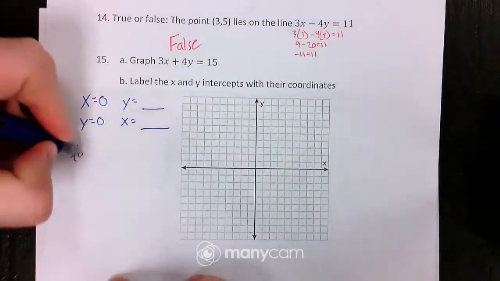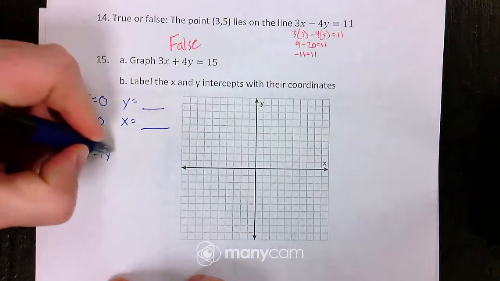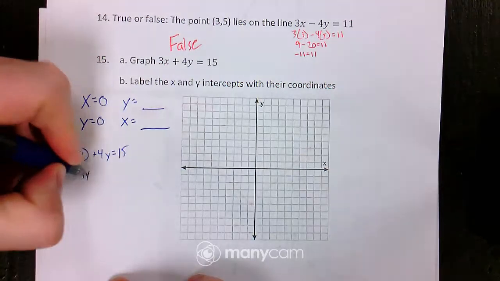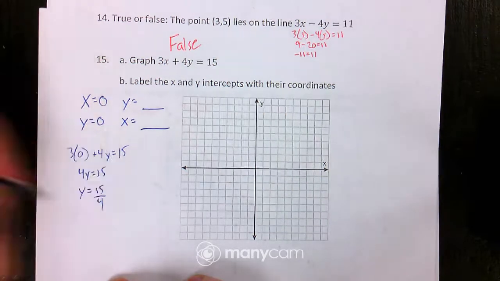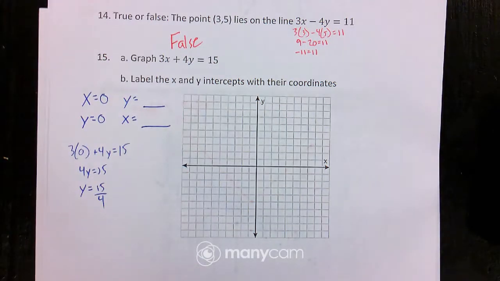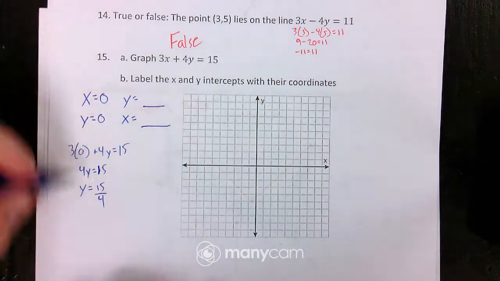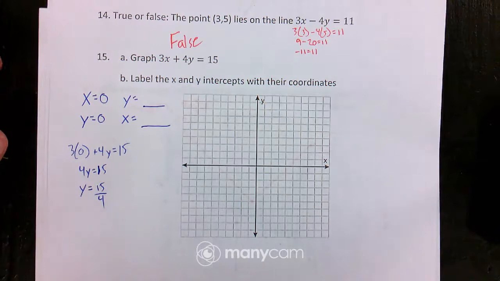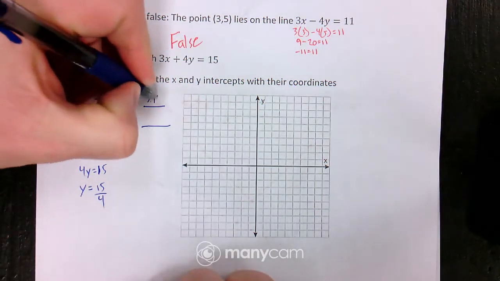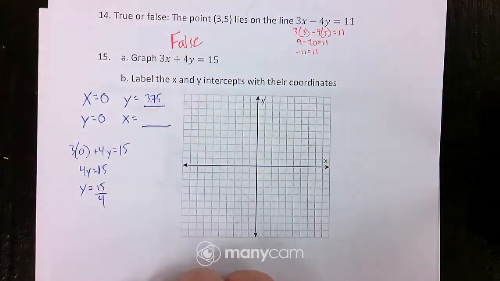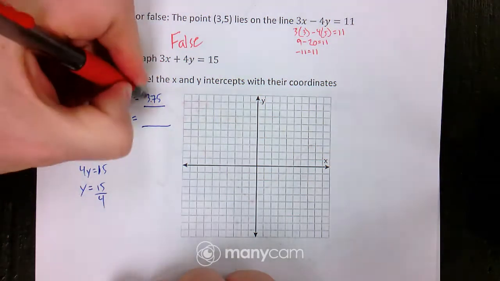X is 0. So we go 3 times 0 plus 4y equals 15. 4y equals 15. Y equals 15 over 4. Alright, solve a basic. 15 over 4 is about 3.75. So, let's throw that answer in there. Let's do red.